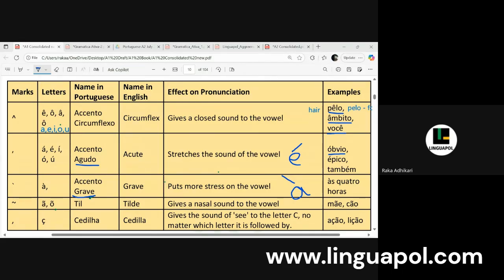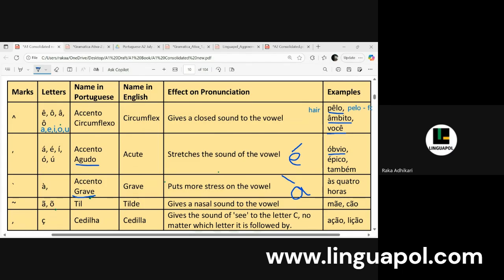We just say grave, accento grave. Whereas in Brazilian, we give a little extension and we say accento grave. It starts from the top of the letter and goes leftwards. This is called accento grave.